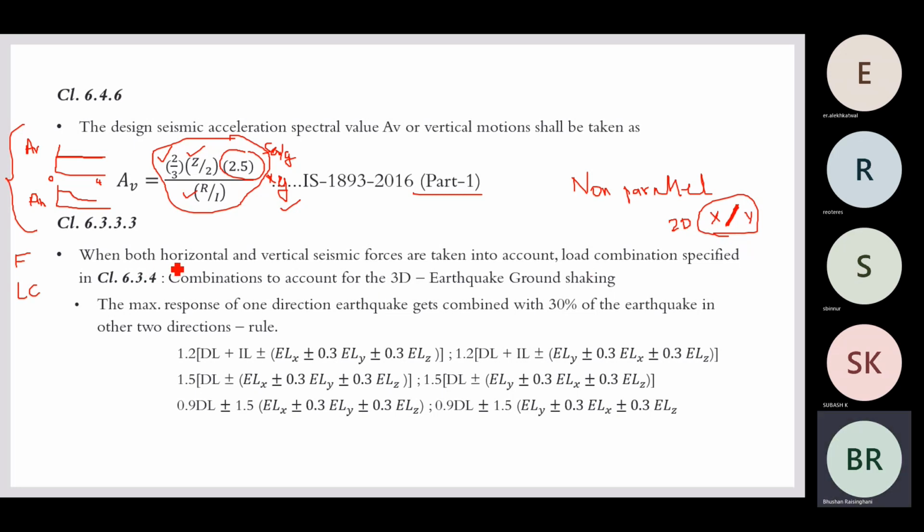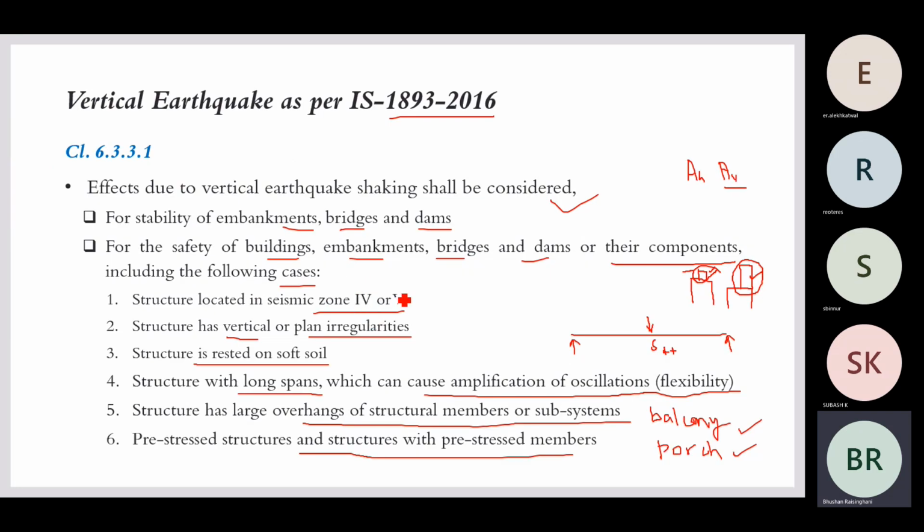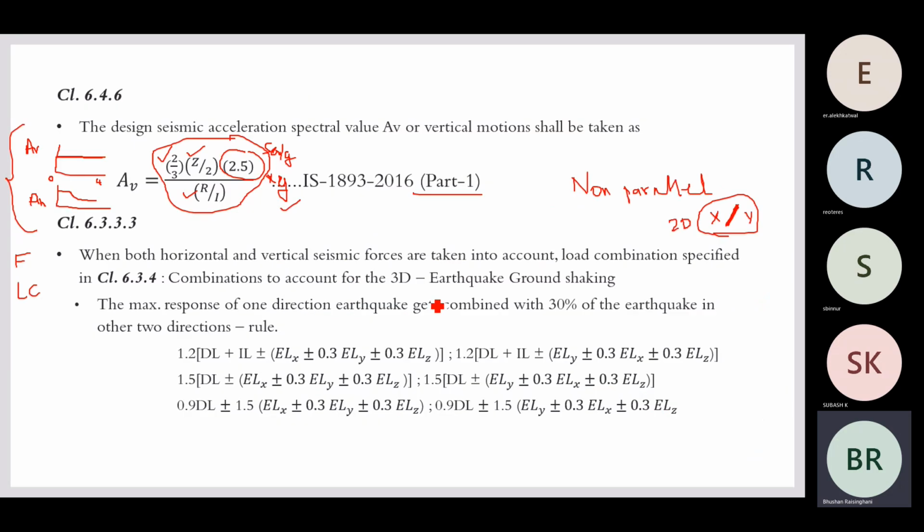So when both horizontal and vertical seismic forces are taken into account. So previously we mentioned that in what cases you have to consider the vertical earthquake. So if that is your governing case, then you have to add the vertical earthquake also. So here you can see 100% earthquake in X, 30% earthquake in Y, and 30% earthquake in Z. 100% earthquake in Z will never occur.